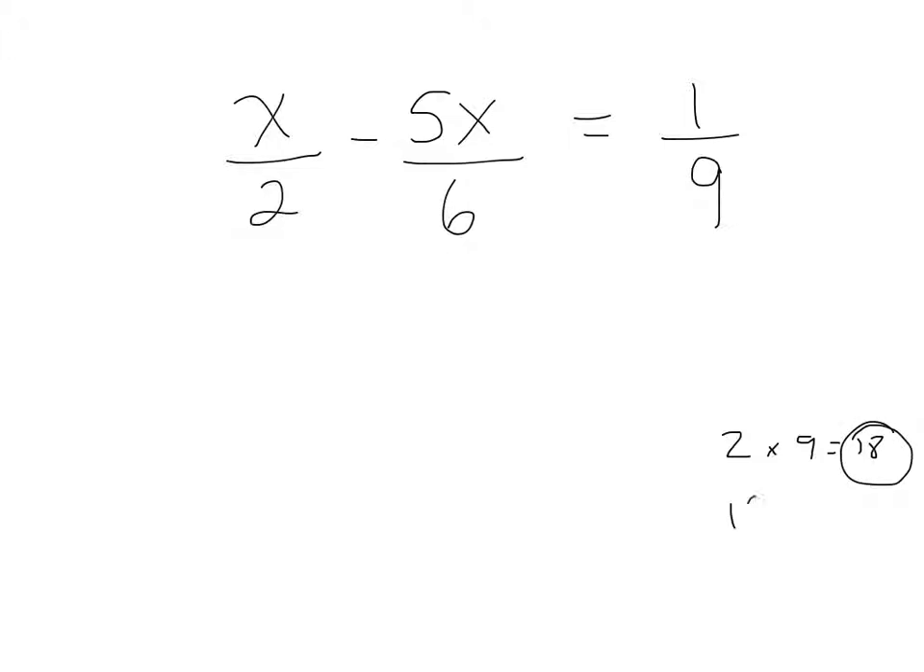Let's see. 18 divided by 2 is 9. 18 divided by 6 is 3. 18 divided by 9 is 2. So your lowest common denominator is 18 because they all can be divided into 18. So I want you to try this one. I want you to use 18 as your lowest common denominator. And I want you to try to solve this.